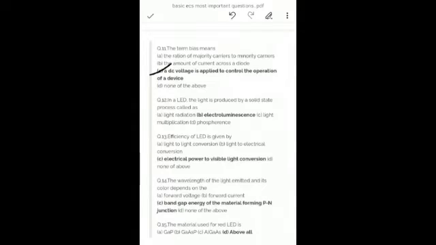In an LED, the light is produced by a solid state process called electroluminescence. We know that in an LED, electrical energy is converted into light energy. It is also known as a light emitting diode. Among various diodes, the LED is also used, and it has main significance. In this, light is produced by a solid state process, and that process is called electroluminescence.